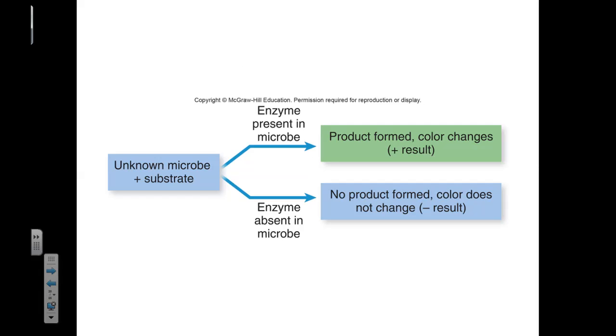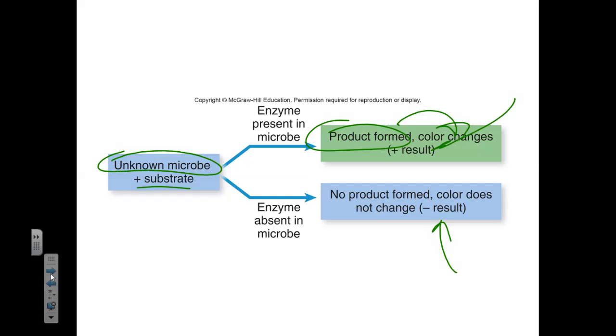So we can have our mystery microbe, and we put it on some special media, some differential media. If the enzyme is present in the microbe, that enzyme is going to cause our substance that we put in the media to be changed to form a product, and that product generally is going to give us a color change. Woohoo, positive result. If that enzyme is absent, then there would be no product formed, and then there would be no color change. So we'd have a negative result.